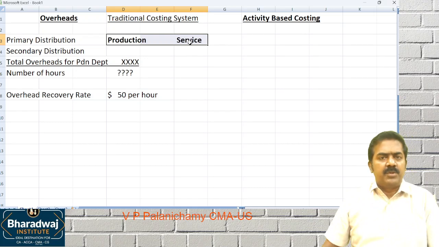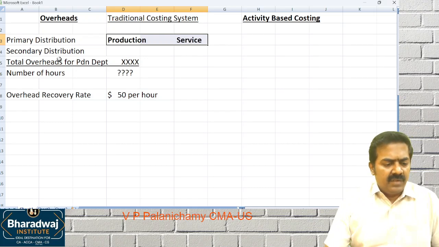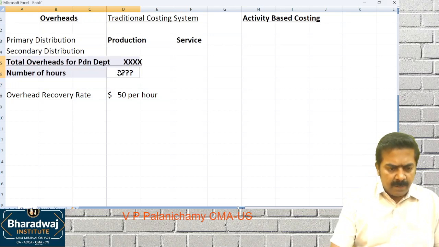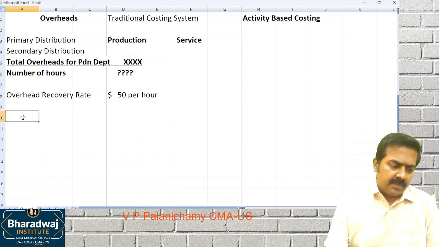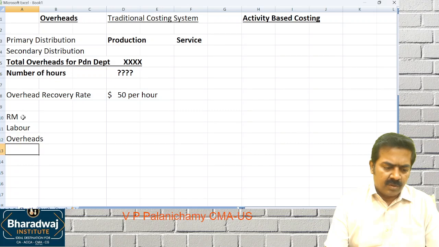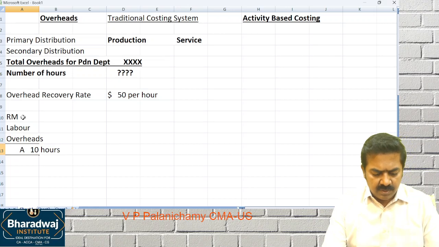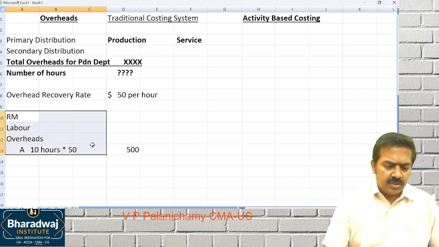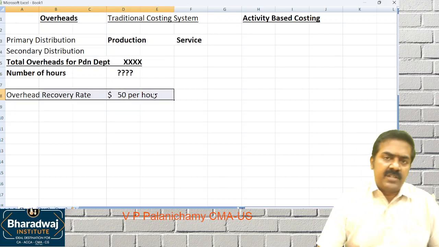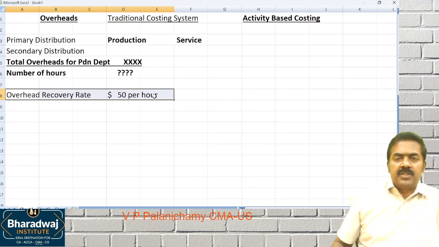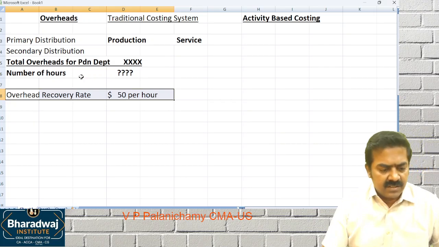We have done primary distribution, secondary distribution. Then we got the total overheads for the production department. That divided by number of hours, we got overhead recovery rate. So whenever a job order is coming, we work out raw material cost, labor cost, overheads like department A. Like if it is 10 hours into $50, $500, like that we charge. So overheads are recovered based on number of hours for which the work is done. The hours may be machine hours or labor hours. We have seen in the last class.